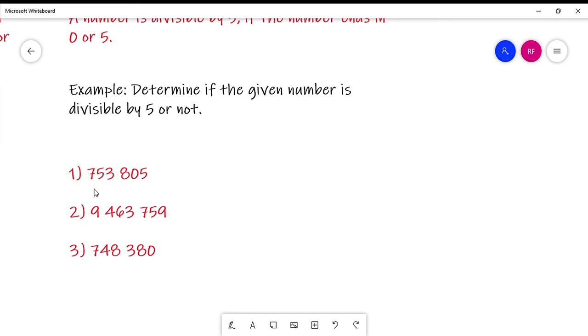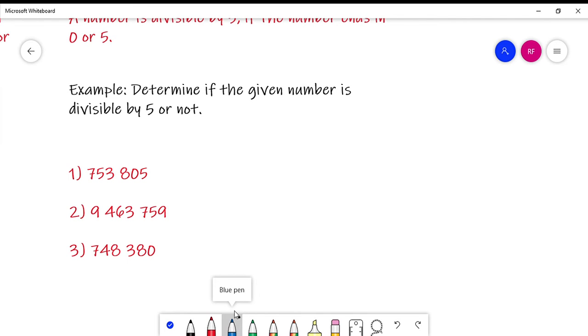Number 1, we have 753,805. So this number, the digit in the ones place is 5. Okay. So according to the rule, if the ones digit is 0 or 5, it is divisible by 5. So in this case, this number is divisible by 5. Yes. So let us put there yes. It is divisible by 5.